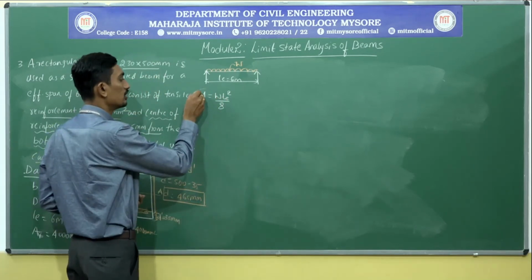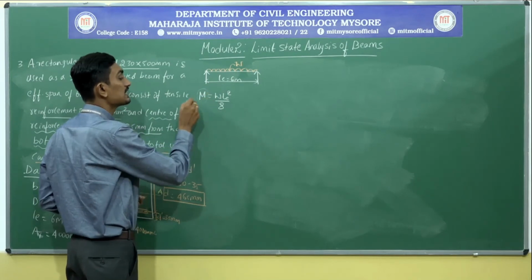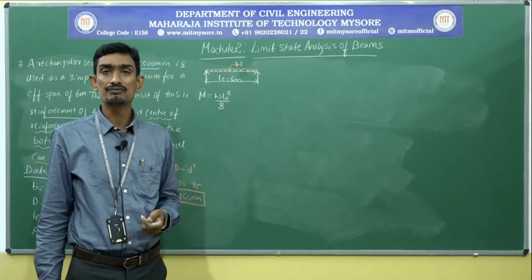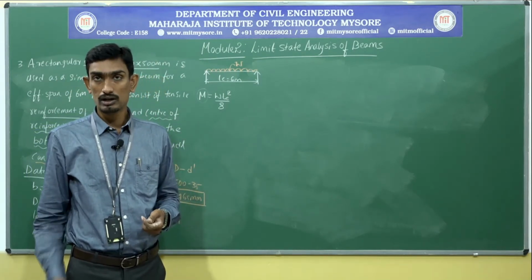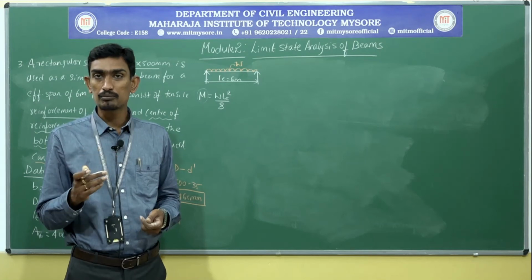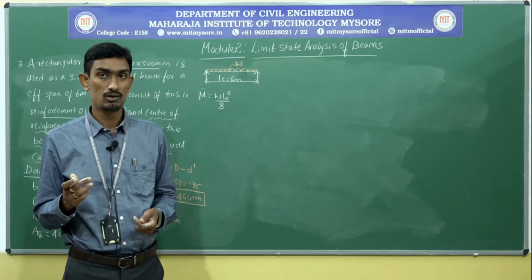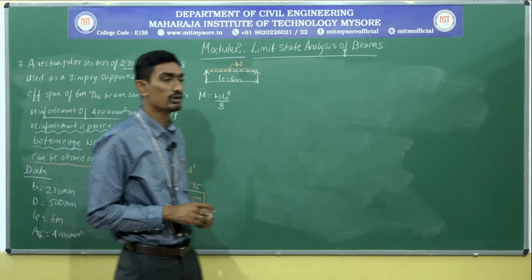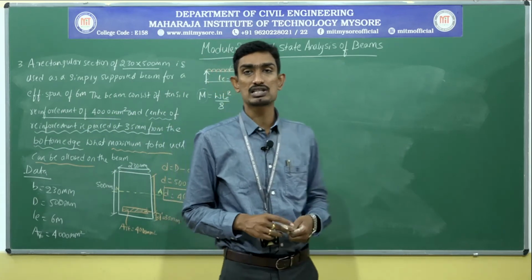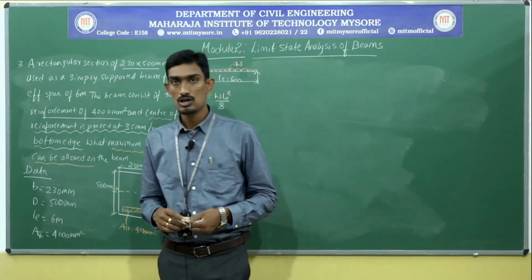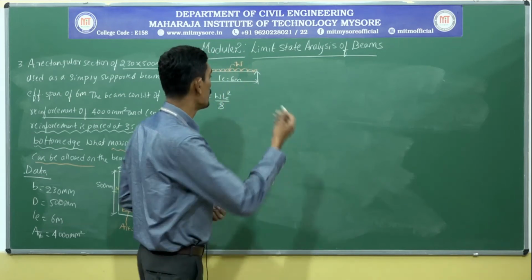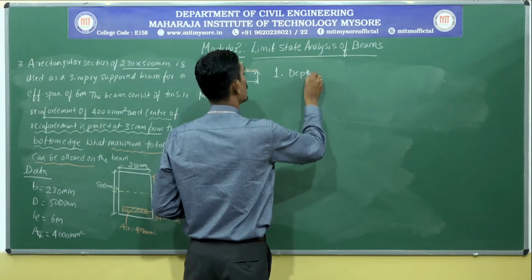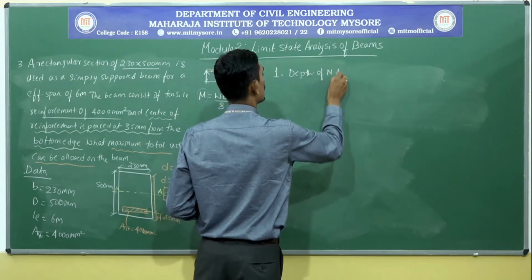Now, since I don't know M, that is the unfactored moment, please note down, we were calculating the ultimate moment, or factored moment. Now I require the unfactored moment. That means I need to calculate the ultimate moment of resistance of the section first. So for that, once again go with the same steps. Step number 1, depth of neutral axis once again.